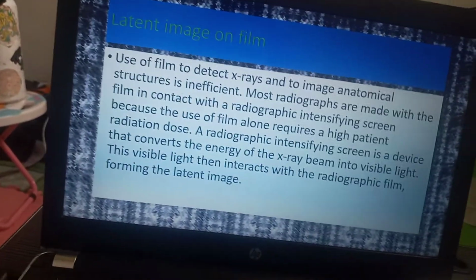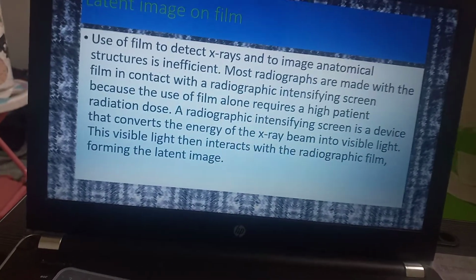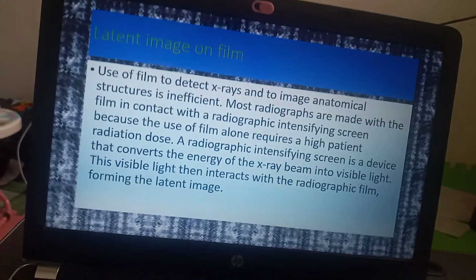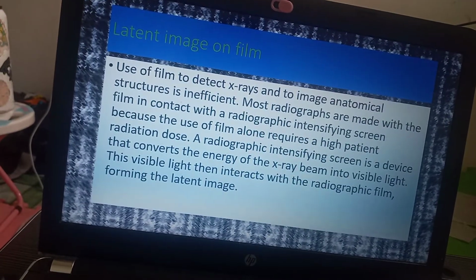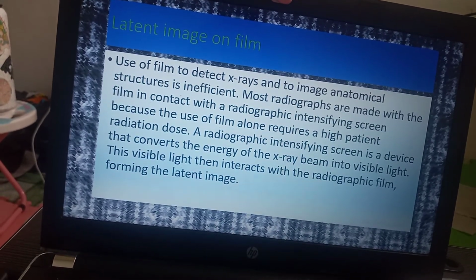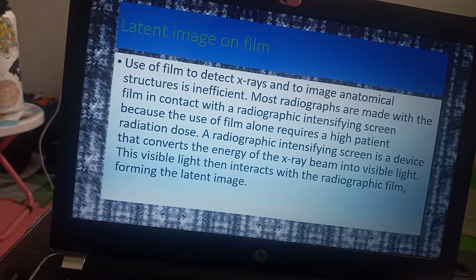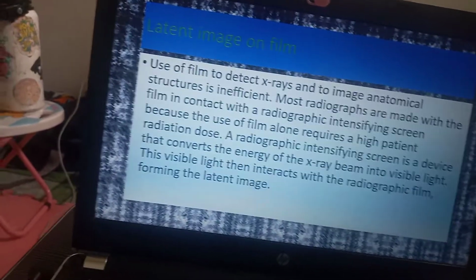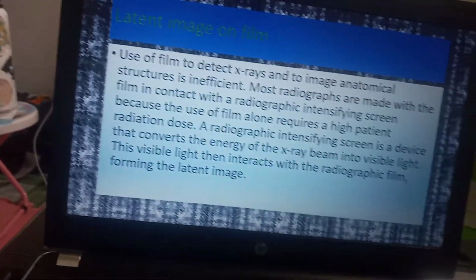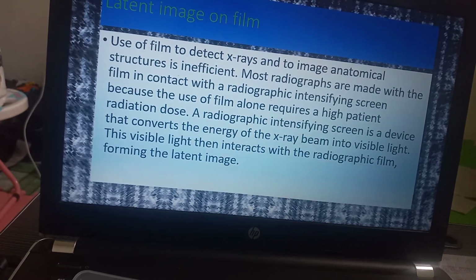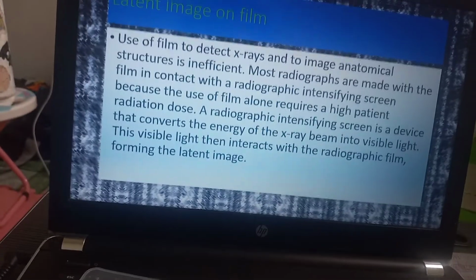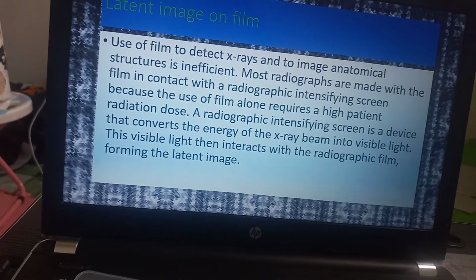Latent image on film. The use of film to detect X-rays and to image anatomical structures is inefficient. Most radiographs are made with film in contact with the radiographic intensifying screen because the use of film alone requires a high patient radiation dose, which may be unhealthy for the patient, in my understanding. A radiographic intensifying screen is a device that converts the energy of the X-ray beam into visible light. This visible light then interacts with the radiographic film, forming the latent image.